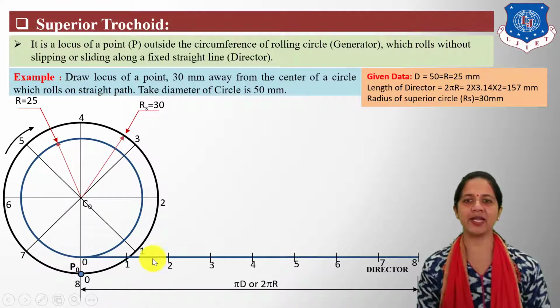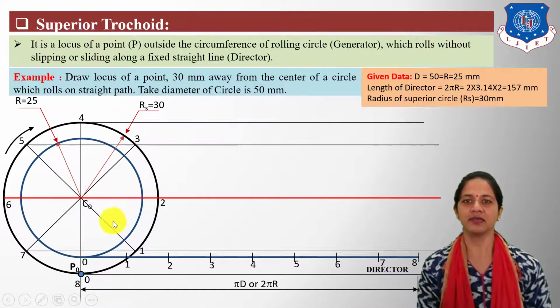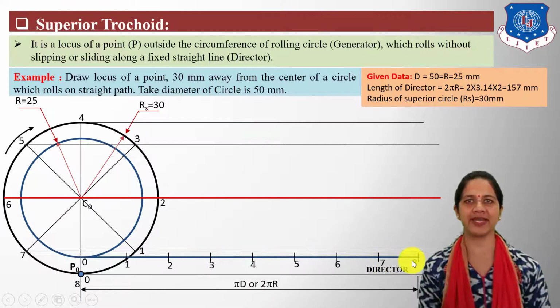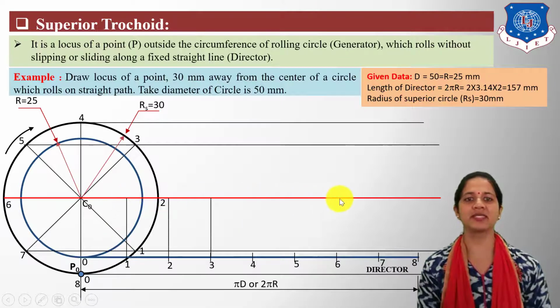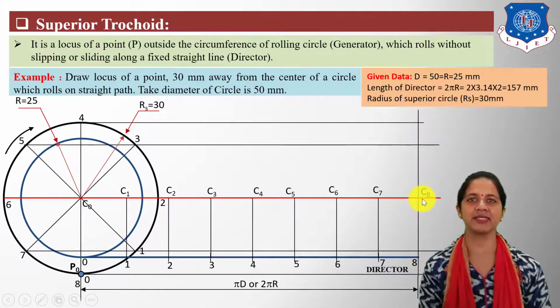Next, draw lines parallel to the director line passing through all division points of the superior circle. Next, draw perpendicular lines from all division points of the director up to the center line of the rolling circle. Next, mark here the center points of the rolling circle C1, C2, C3, C4, C5, C6, C7 and C8.